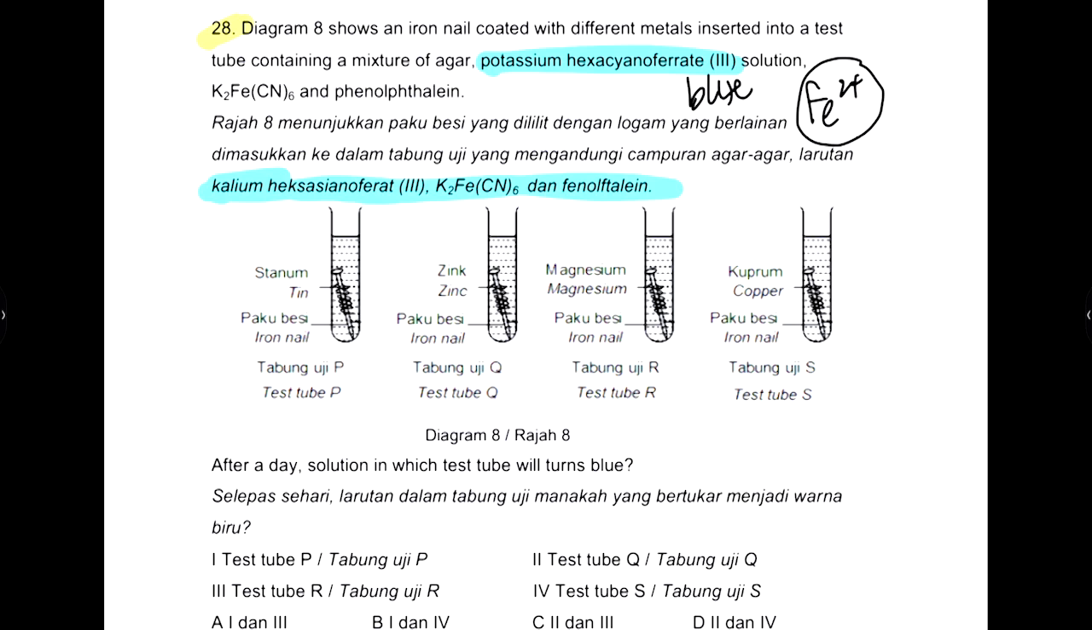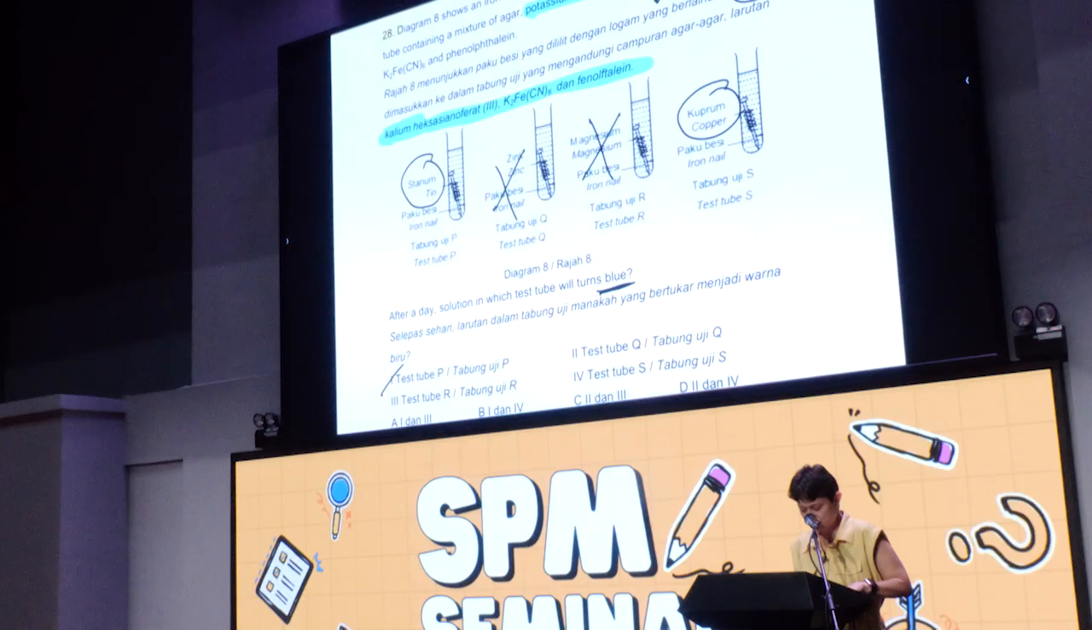Get it? So, which one will make it turn blue? You look and see who is girlfriend material. Magnesium is mother material. Zinc is your father. So, tin and copper are girlfriend material. So, tin and copper, 1 and 4. The answer is B. Get it?